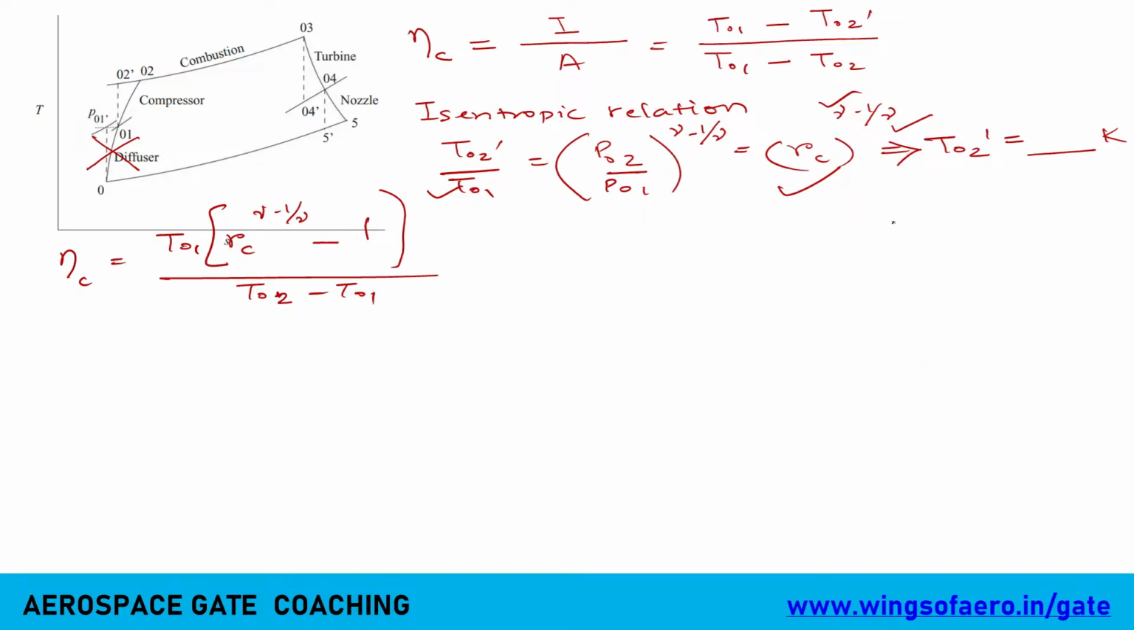Now have you found out this T02 prime? After you find T02 prime, you just need to substitute back into the old equation. The efficiency is known, T01 is known, and from here you have found T02 prime, so after solving you will get the value of T02 in Kelvin.